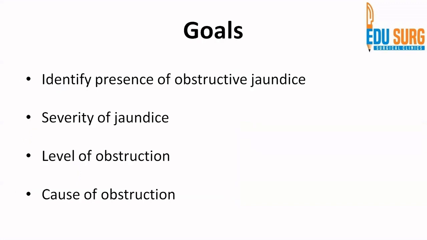So when you are doing clinical history and examination of your patient, what are the goals? The goals are to confirm that the patient has an obstructive jaundice. So identify the symptoms and signs of obstructive jaundice. Then identify the severity of jaundice. Okay, whether the bilirubin is 10, 20, 30. Then look at the level of obstruction and the type or cause of obstruction. Okay, so if you can answer these four questions in your patient, you very clearly know what is causing the obstructive jaundice in your patient, right?